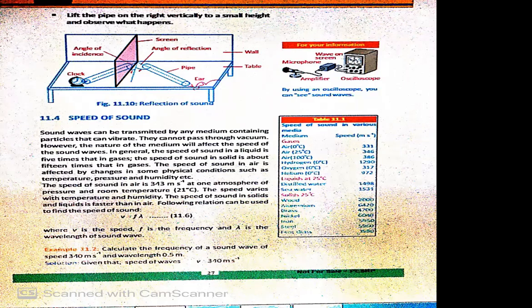For example, if you want to hear the sound of your friend, then what will happen? The medium should be air. If there is no air present, you cannot hear the sound of your friend. So, in order to hear the sound of your friend, the medium must be present. In this case, the medium is air.